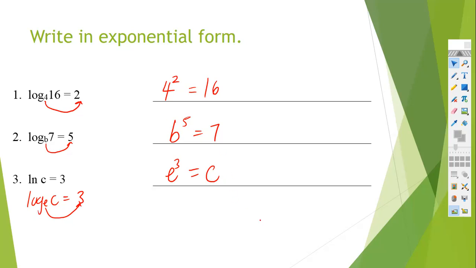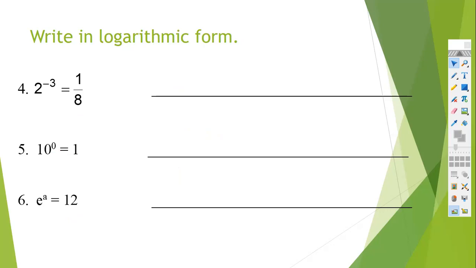Exactly. When there's no number, your base is automatically 10. Okay. All right. We're going to go the other way. What if you're given the exponential? How can you find the log? Same thing. It's your base and your output is your argument.